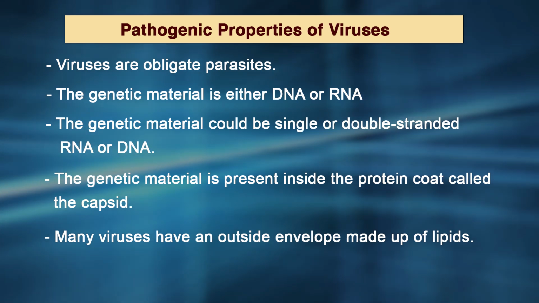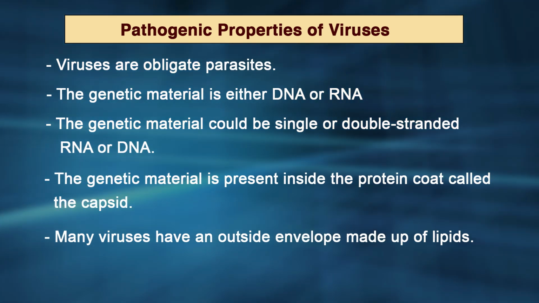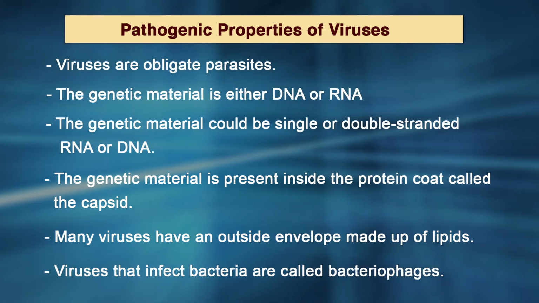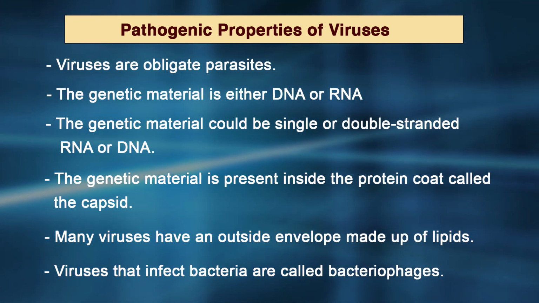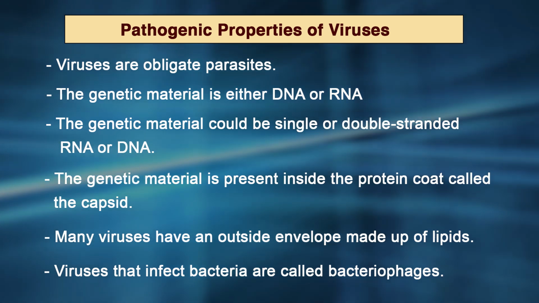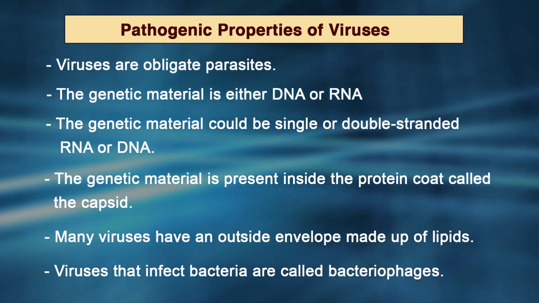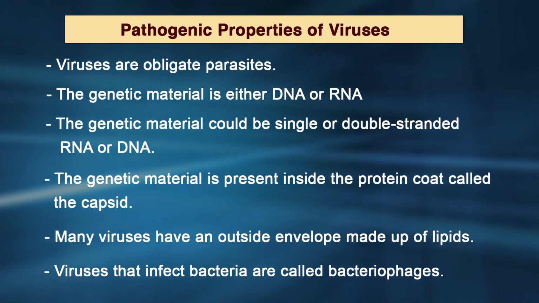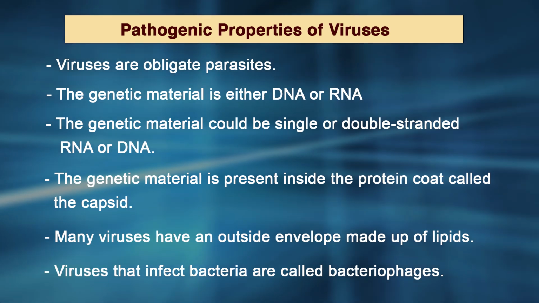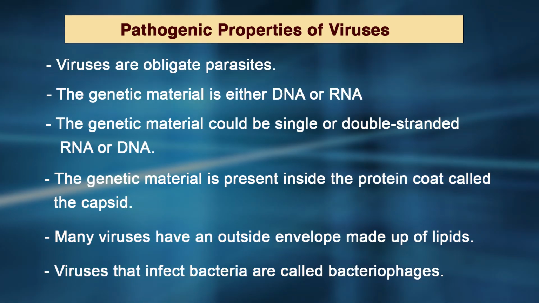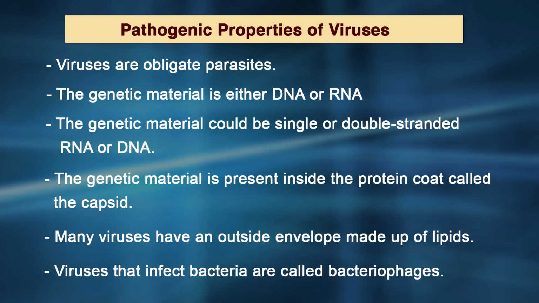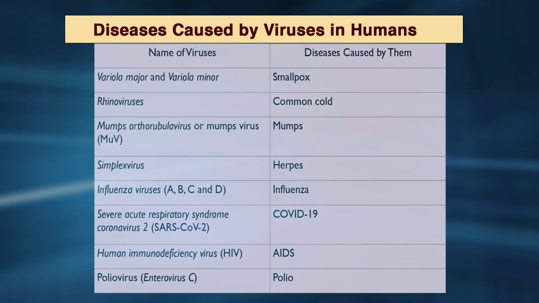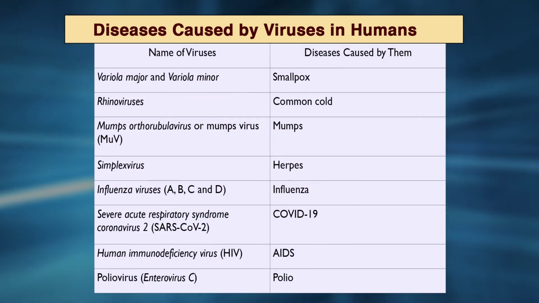Many viruses have an outside envelope made up of lipids. Viruses that infect bacteria are called bacteriophages. Viruses can pass from person to person in various ways, including via respiratory droplets that travel through the air, through contact with the blood of a person with the infection, or through contact with the body fluid of someone with the infection. Now, the diseases caused by viruses in humans.